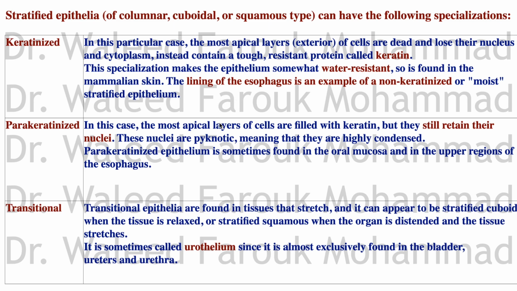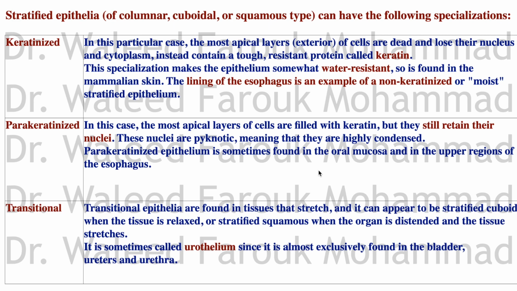The para-keratinized means the apical cells retain their nuclei, and the nuclei are condensed. They are called pycnotic nuclei because they are dense nuclei. It's sometimes found in the oral mucosa and the upper regions of the esophagus.